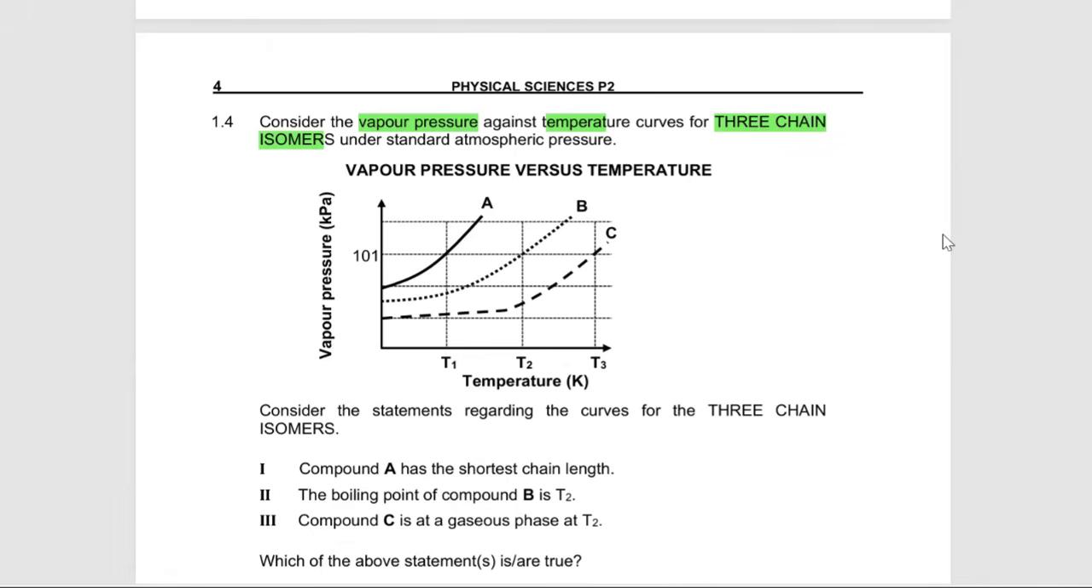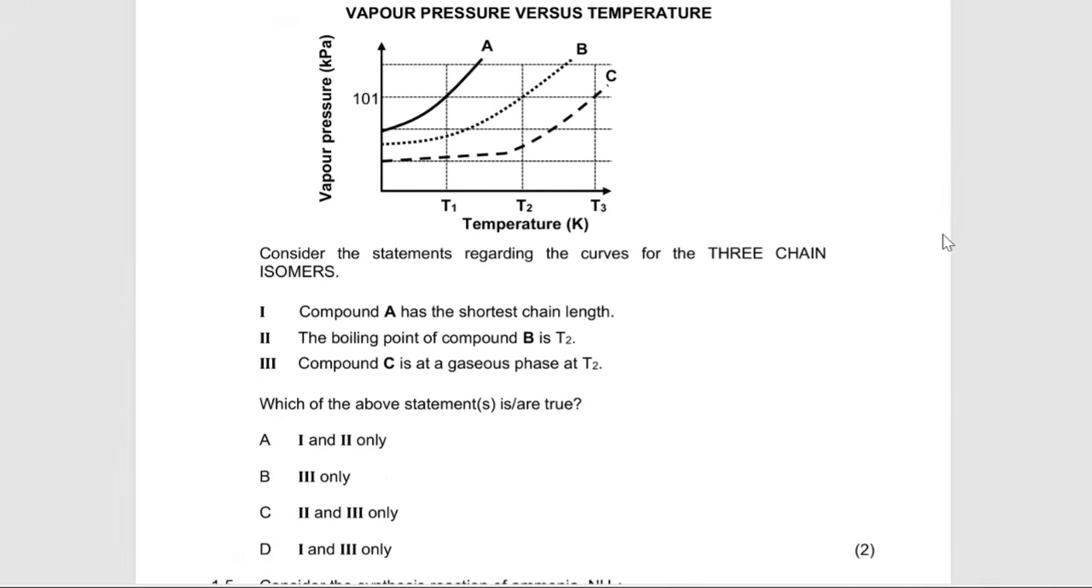According to our analysis, item 1 says compound A has the shortest chain length. Yes, so here we can see A is going to have the shortest chain length. How do we conclude that A has the shortest chain length? Because if you look at the curves, A has the highest vapor pressure. In terms of vapor pressure, whenever we have a high vapor pressure, we're going to have a low boiling point, and low boiling point is usually associated with the shortest chain.